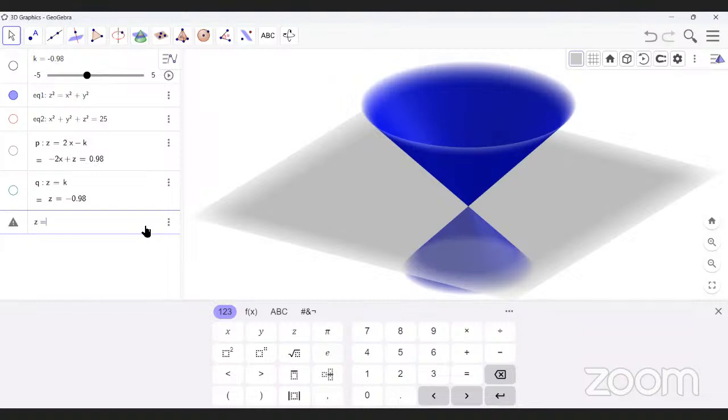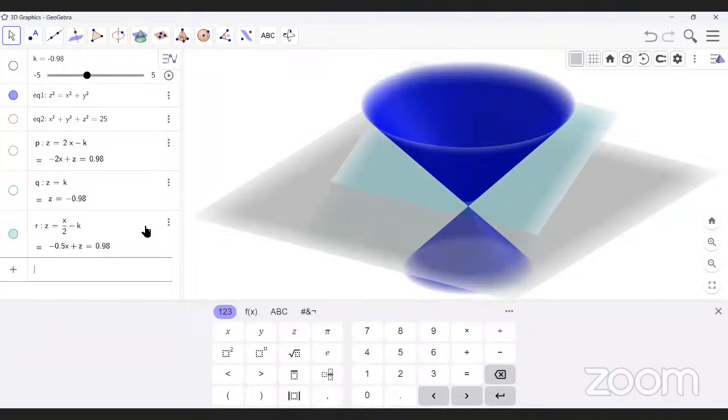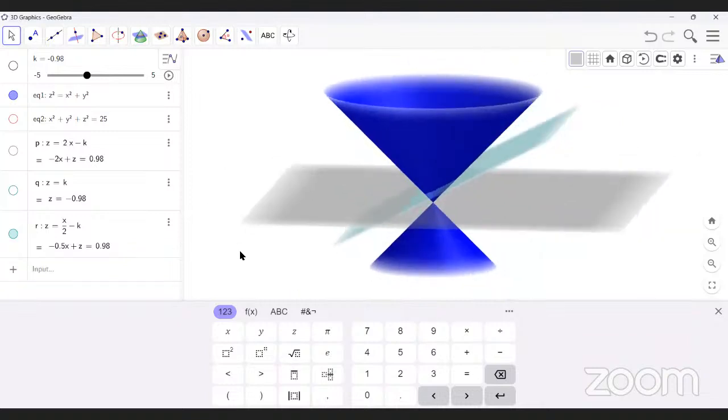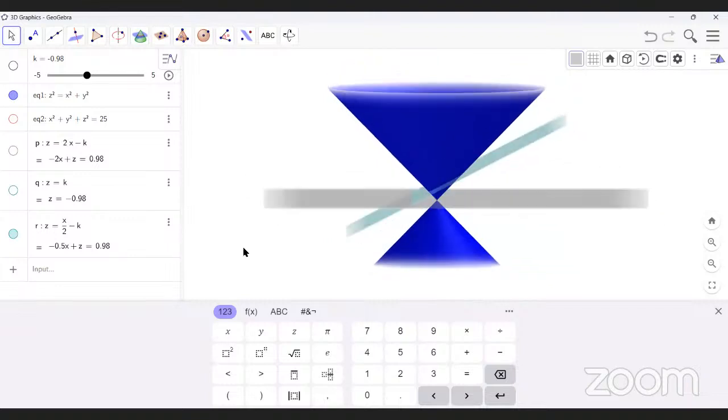So z is equal to x by 2 minus k. చూడండి ఇప్పుడు ఇలా ఇంటర్సెక్ట్ చేస్తుంది ప్లేన్ కోన్ తో. ఆల్రైట్, ఒక పార్ట్ కి ఇంటర్సెక్ట్ చేస్తుంది. 2 కోన్స్ కి, పైన కోన్ కింద కోన్ కి ఇంటర్సెక్ట్ చేయలేకపోతుంది ప్లేన్. ఆల్రైట్, do you note that?